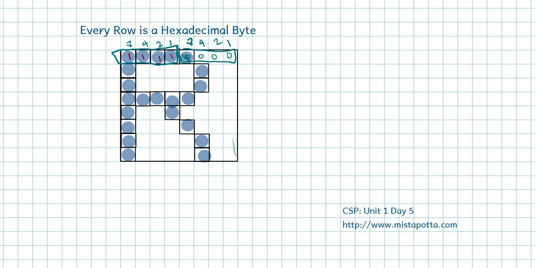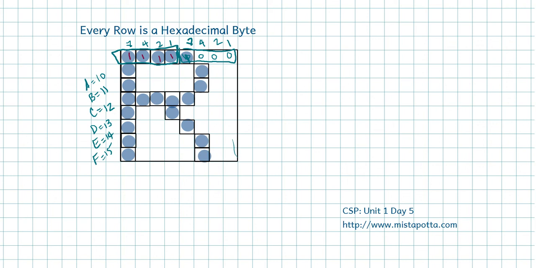So I'm looking at this and I've got 8 plus 4 is 12, 12 plus 2 is 14, 14 plus 1 is 15, and then I have to remember that A is 10 and B is 11 and C is 12, D is 13, E is 14, and F is 15. These letters A through F were how we addressed hexadecimal digits that had a value larger than 9.